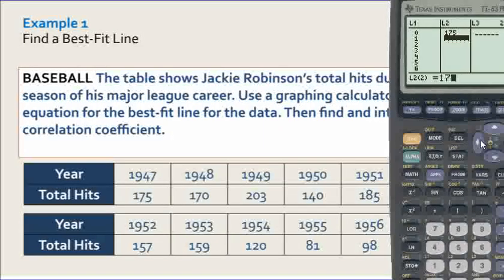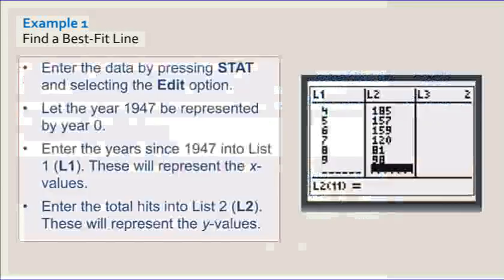175, 170, 203, 140, 185, 157, 159, 120, 81, 98. Now that we have all of our data entered in, I'm going to go to our next slide.